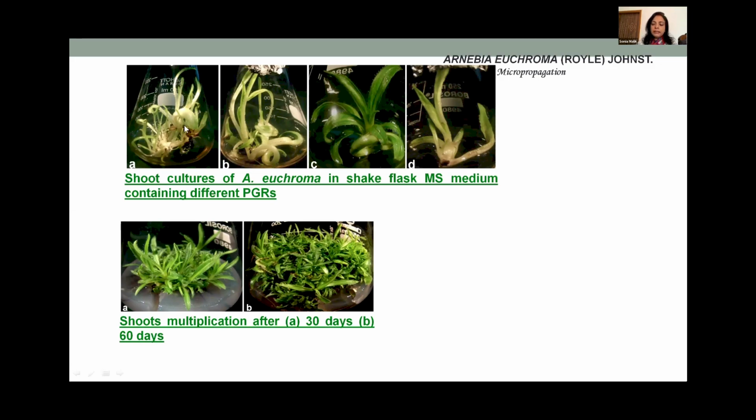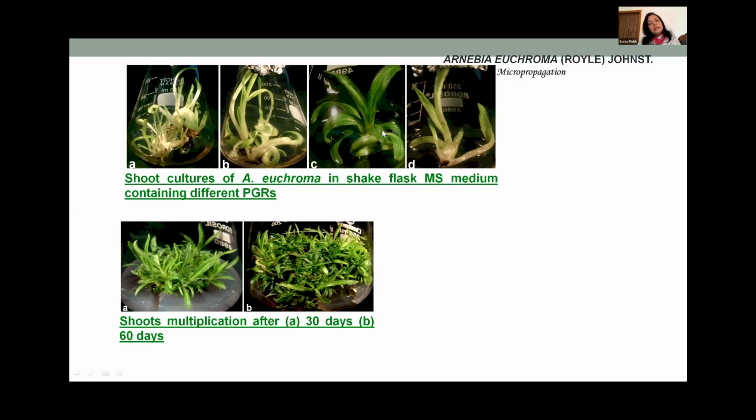We used the shoot buds in the beginning, and then we obtained these Arnebia euchroma plants in the liquid media and in different combinations of PGRs. Here we tried different PGRs, but the good effect was found in one of the PGRs. I'm not going to show the name of the PGR here. And here you can see the difference very clearly. The plants are very healthy and green.